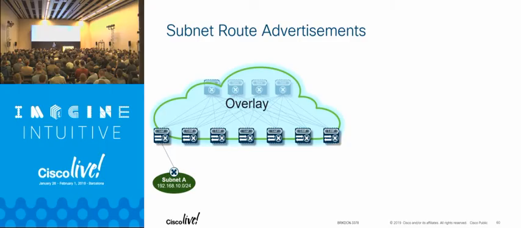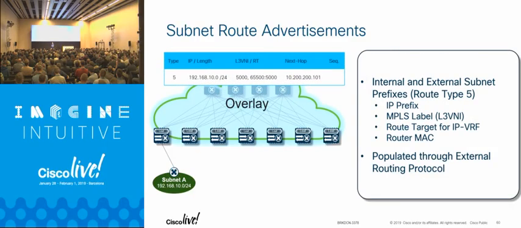BGP, IS-IS, OSPF, in the respective VRF where you want to have that route. So it's a control plane peering. Whatever comes over that control plane, we consider to be an external route. So we take this external route and make it an IP route, an IP prefix route in EVPN, which is called a route type 5.